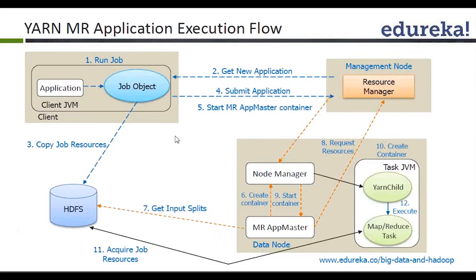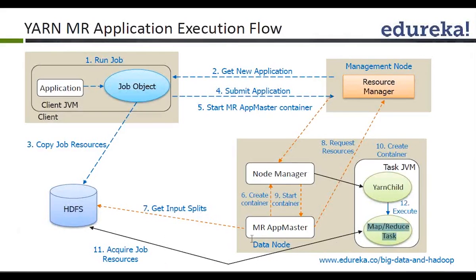Then the node manager will actually confirm and start the task JVM, nothing but your map task and the reduce task. It will go ahead and create the containers. Then step number 11 is each of the reduce tasks will also have to get the code. Remember we said about code moving to data, right? So this is where the code was. The code is going to go down to the place where the data is.